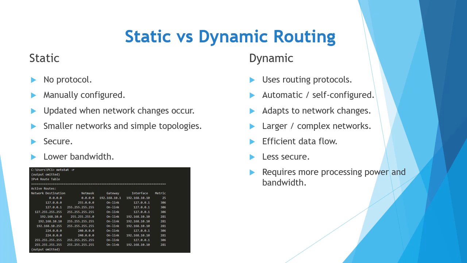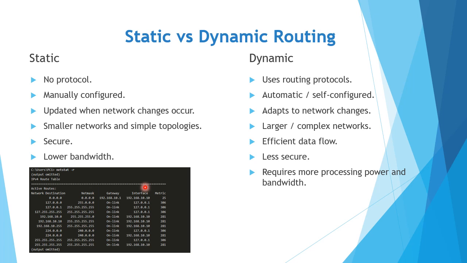Now we're going to look at static versus dynamic routing. So with static routing, there is no protocol. It's manually configured. As you can see, the example here of a routing table, the administrator basically needs to update it and tell it where the next hops or next routers are and the route that it should take.